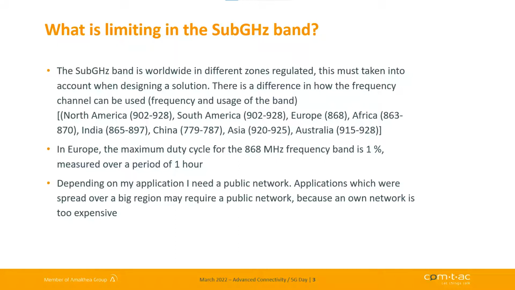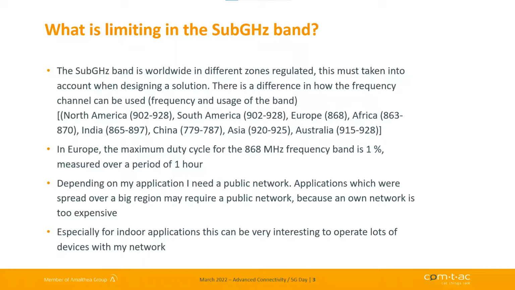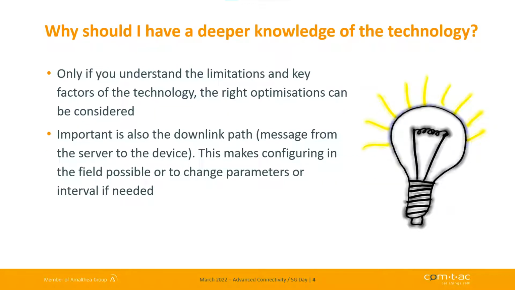Another limitation you have to think about is: do you need a public network operator for your application, or is it important that you can do your own networking? This also helps you select the right technology for your application. Another important thing is the downlink message. We have a lot of devices with different applications programmed in the device itself, and you can activate these by sending downlink messages from the cloud to the device. This is very useful because you have the same device and can use it for different applications, and they run perfectly and use only the amount of energy needed for the exact application.